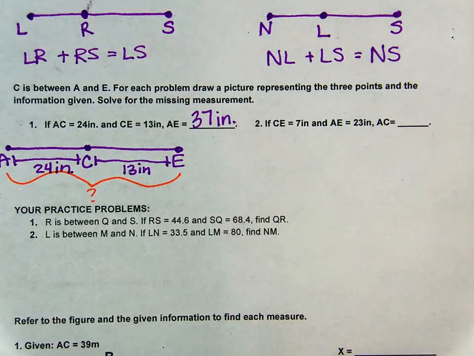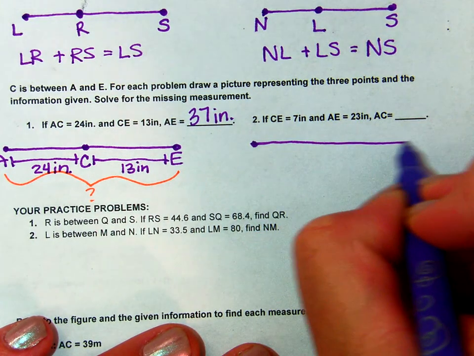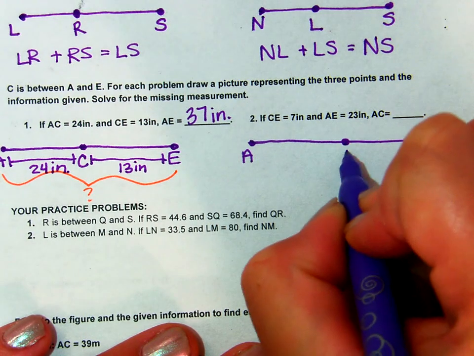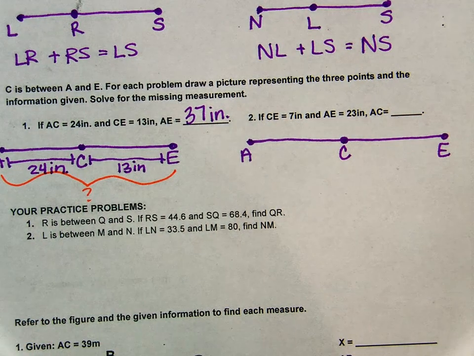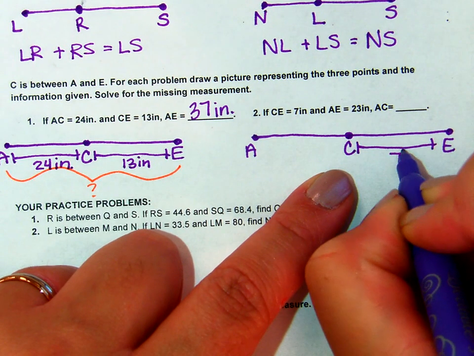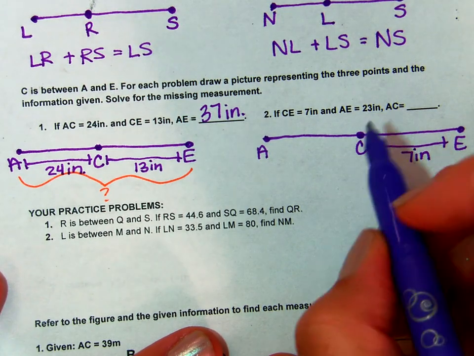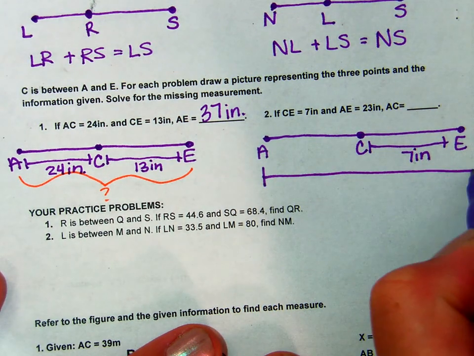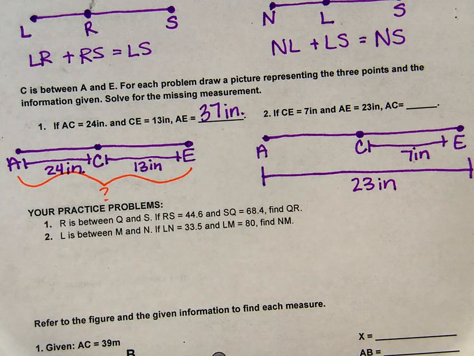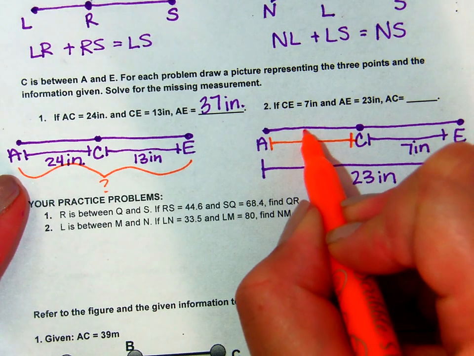Number 2. I'm going to draw the exact same picture. We'll label it differently, but it's the exact same picture. So A, E, we have a C. So this is what I know. CE is 7 inches. My picture is not drawn to scale. AE is 23 inches, so this whole segment is 23 inches. I want to know how long AC is, and we're going to call that X.